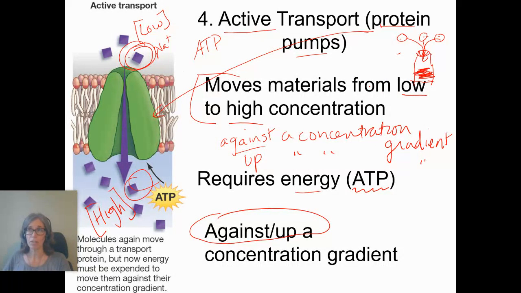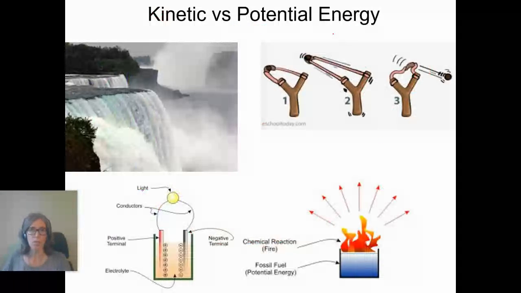So whenever you contract a muscle, calcium's released. To put it all back into the endoplasmic reticulum, it requires energy. So you would use a protein pump for that. So I want to talk a little bit about kinetic versus potential energy. If you've taken physics, you've done this before. If you haven't, even in elementary school, I think you've talked about this.